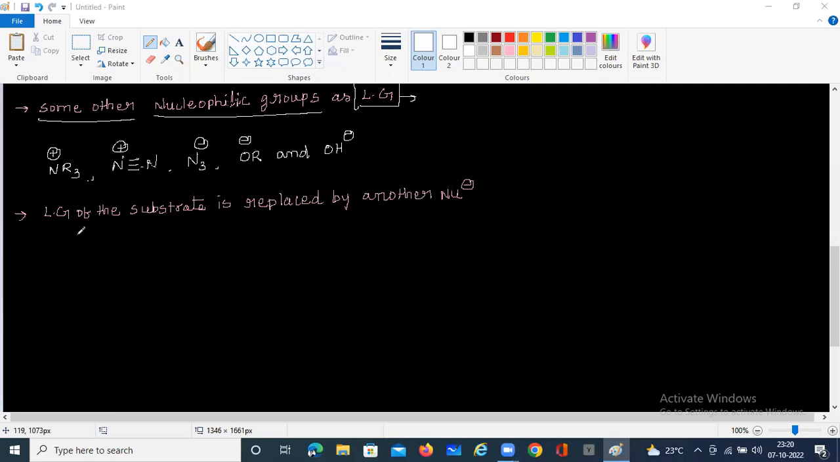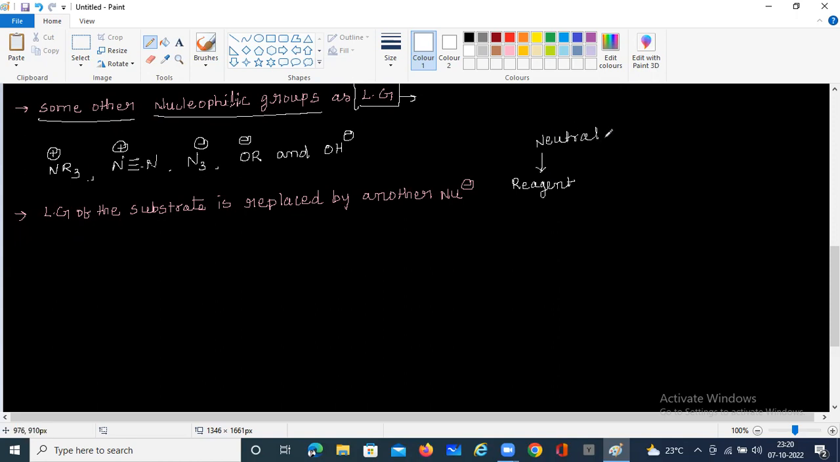According to what I said, the leaving group of the substrate is replaced by another nucleophile. If the reagent is neutral, let's assume.